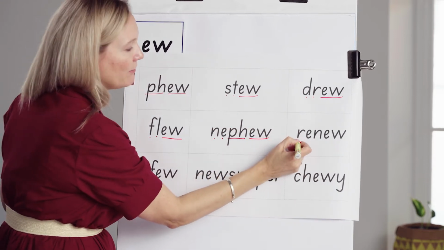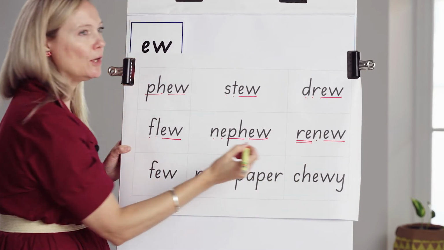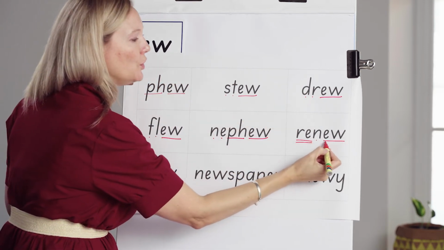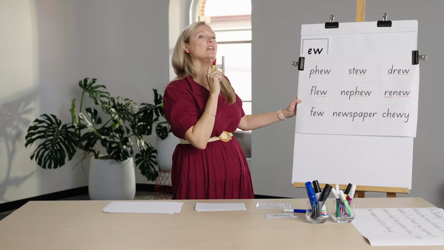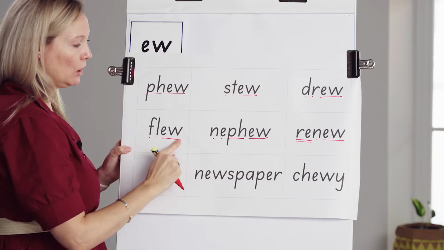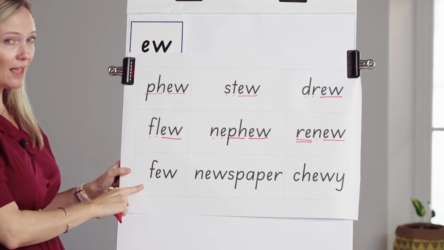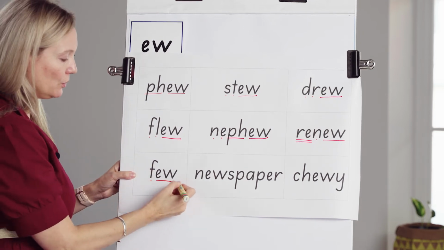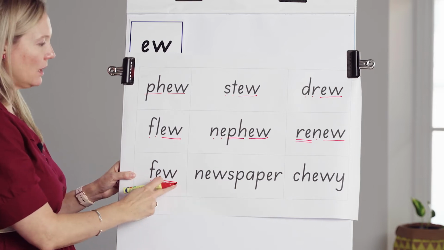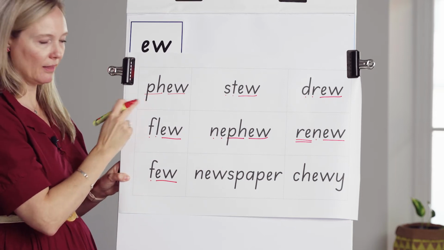Ooh, I think this is our prefix. I'll do 2 lines. Renew. Doesn't sound right to my ears. Let's flex it. Renew. Yep, I added that you. Good job. Ready to read this line? Flew, nephew, renew. Last line. Few, not foo, few. Ah, similar. We just use PH, the Greek spelling there.